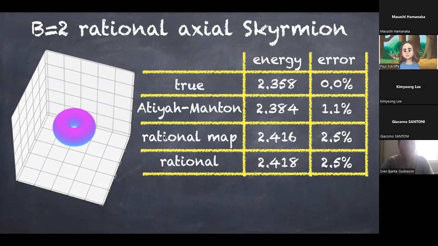You numerically have to solve the differential equation. The rational map approximation also requires a little bit of numerics, because you need to numerically find the profile function that goes in there. So the fact that we get basically the same accuracy as the rational map approximation, but with no numerics at all involved, with an explicit formula, is pretty good.